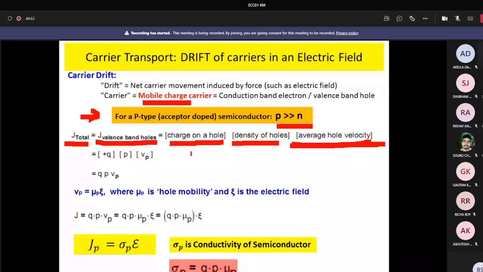If you see your assignment, you see this chart: density of holes, that means concentration of holes, and velocity. Just check, and in the next class you will tell me whether you are getting the current density or not.